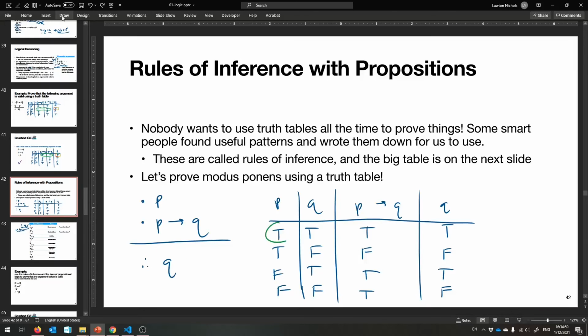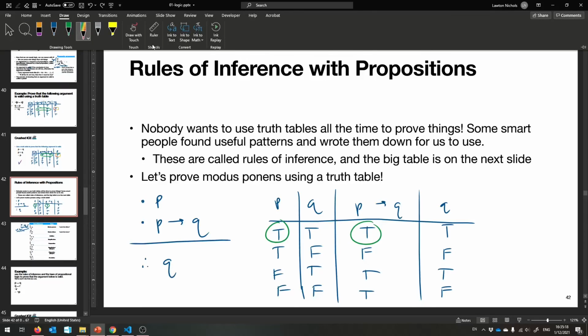Okay, so we've got to pick the cases where those are true. We've got some trues there, and the rest of these don't work. So this is the only case where P is true and P implies Q is also true. And so we're trying to use those hypotheses to prove that Q is always true in that case, and hey, it is. Okay, so we are happy.